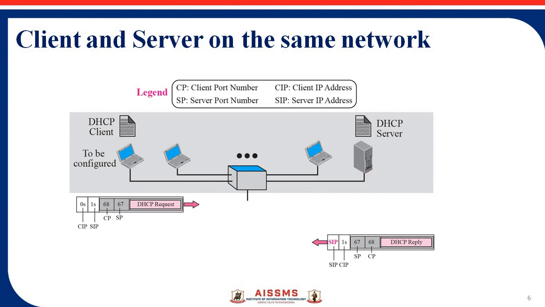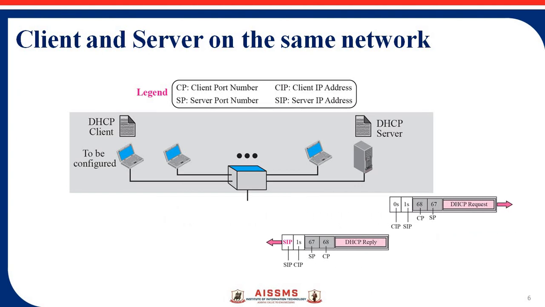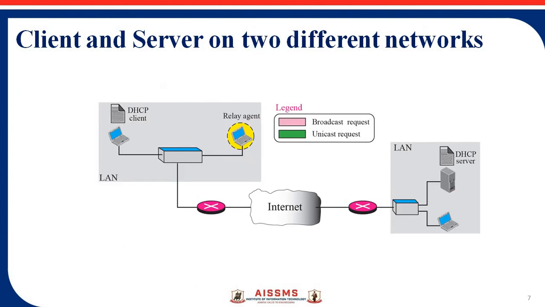Now we will see client and server are on a different network. As in other application layer processes, a client can be in one network and the server on another network separated by several other networks. There is one problem that must be solved. The DHCP request is broadcast because the client does not know the IP address of the server. A broadcast IP datagram cannot pass through any router. A router receiving such a packet discards it.